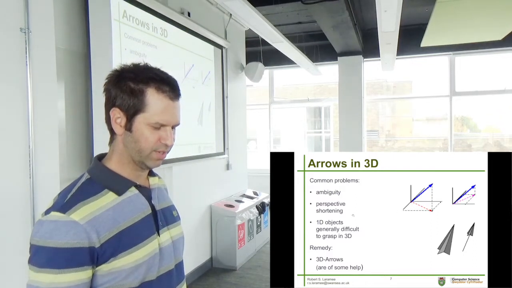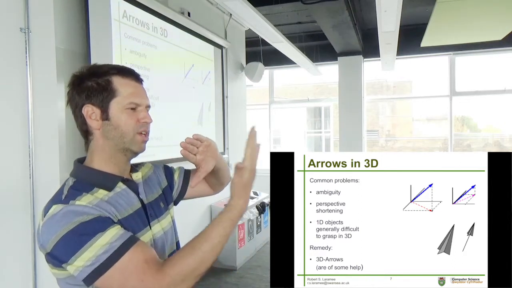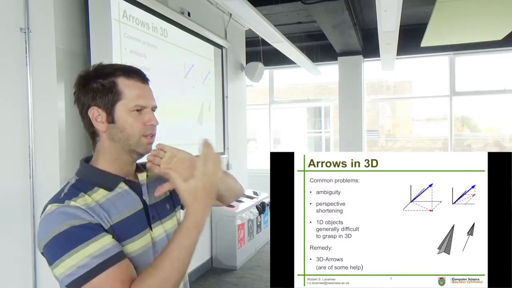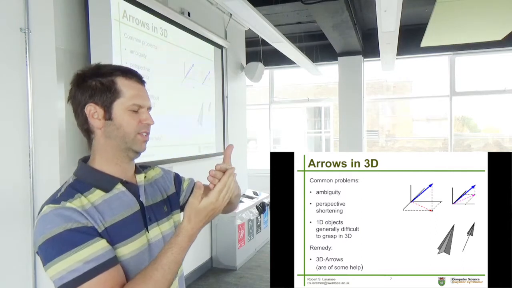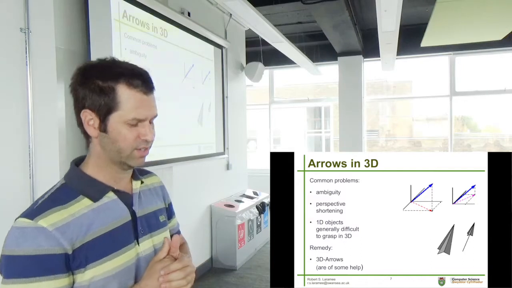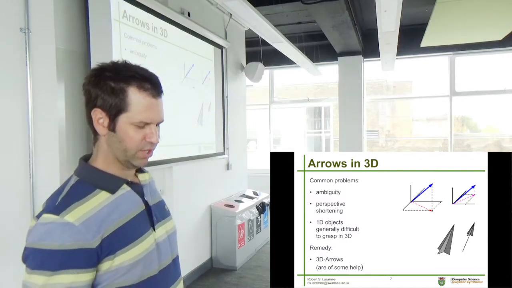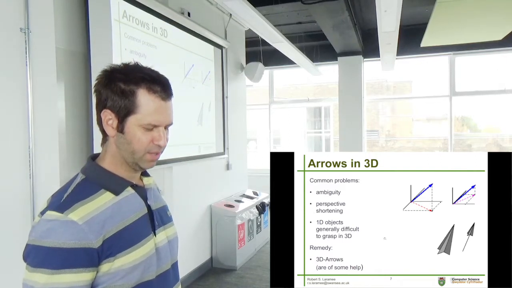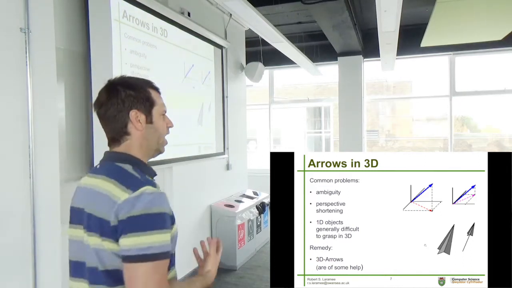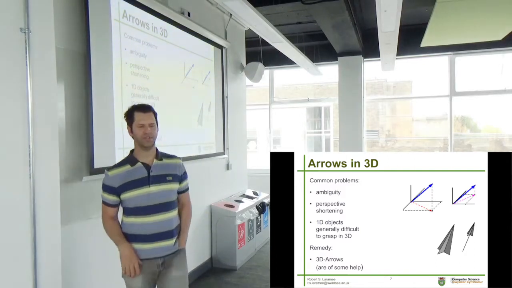And that's the result of perspective shortening. That's what happens to the image of the arrow when it's projected from 3D to 2D. It gets shortened, unless it's exactly parallel to the view plane. That's not very likely. So 1D objects are difficult to perceive in 3D, and we can help by adding a 3D arrow with some shading. That definitely helps.